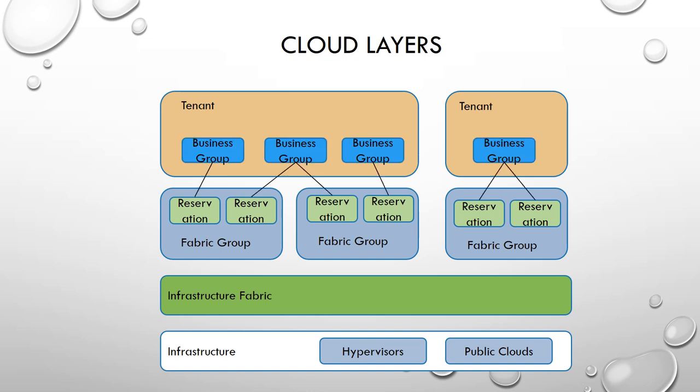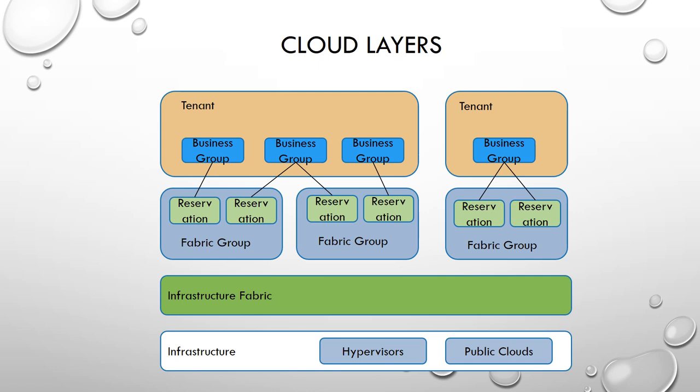The last cloud layer is the business group. They are a subdivision of tenants, and their relationship is analogous to the relationship between fabric group and reservations. They are created to group users of the self-service portal for the ease of management. Here, a business group can be an organizational unit, such as a team. Each reservation created in a fabric group is mapped to a business group that allows them to utilize the resources of that particular reservation.